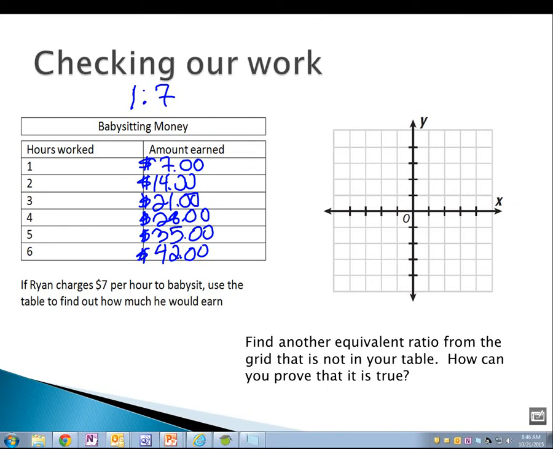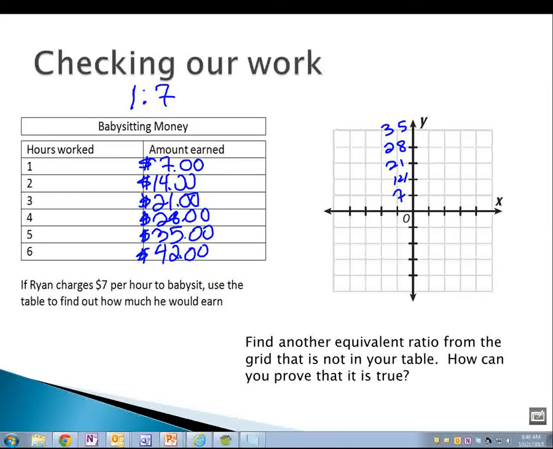We're not ratios, though. We're working ratios. So we are going to graph this. I'm going to go with this one. My y is going to go by 7. So it's going to be 7, 14, 21, 28, 35, and so on.